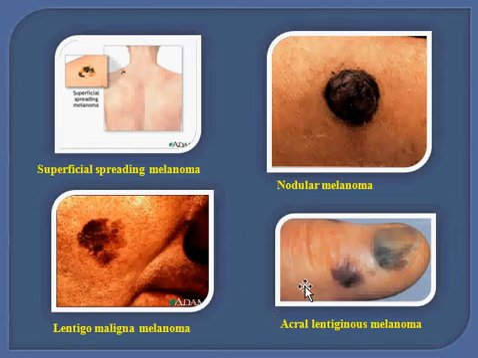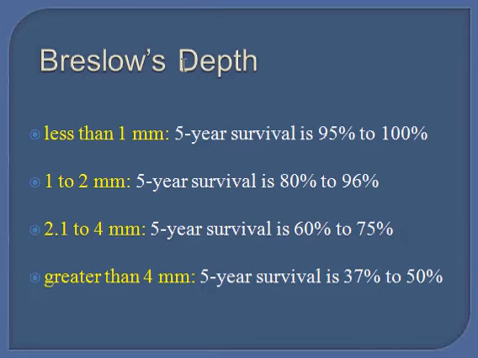We have the depth. If the tumor is less than 1 millimeter, 5-year survival is 95% to 100%. If it is from 1 to 2 millimeters, 5-year survival will decrease. It will be about 80 to 96%. If it is 2.1 to 4 millimeters, 5-year survival is about 60 to 75%. Greater than 4 millimeters, 5-year survival will be the least, about 37 to 50%.